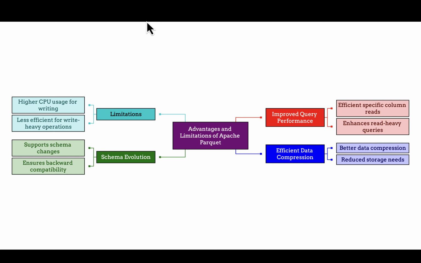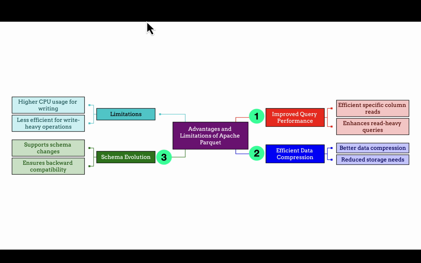Advantages and limitations of Apache Parquet. 1. Improved query performance. Parquet enhances performance in read-heavy analytical queries by allowing efficient reads of specific columns without reading the entire row. 2. Efficient data compression. The columnar format allows for better data compression and reduced storage needs. Parquet files also support multiple compression codecs.